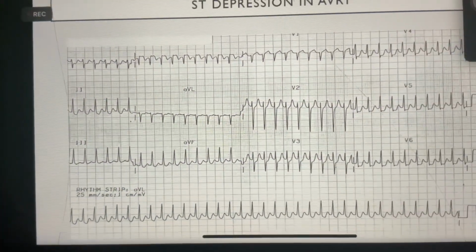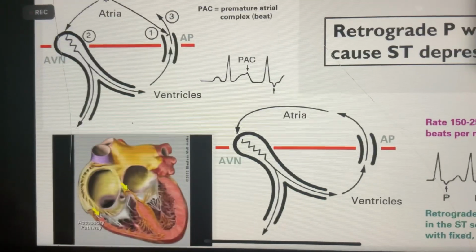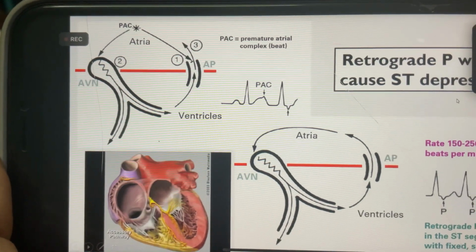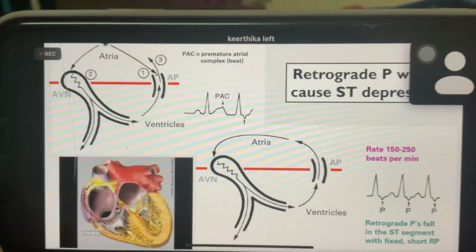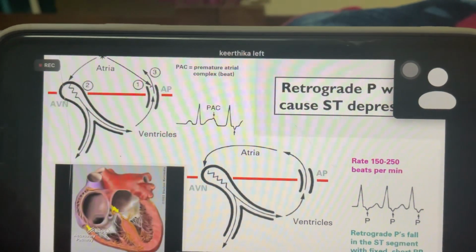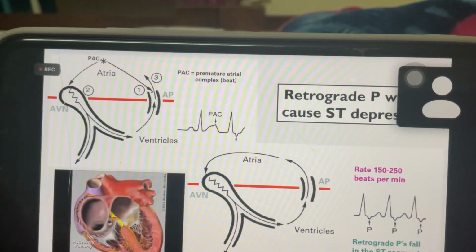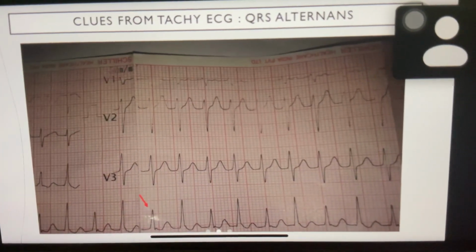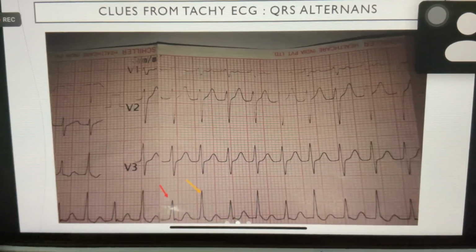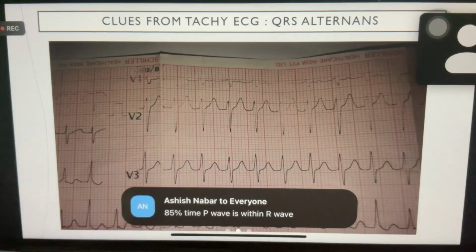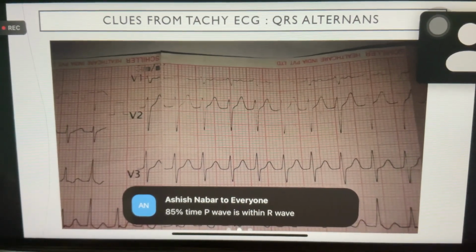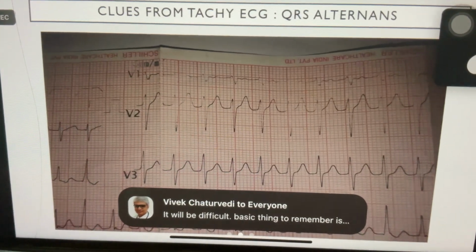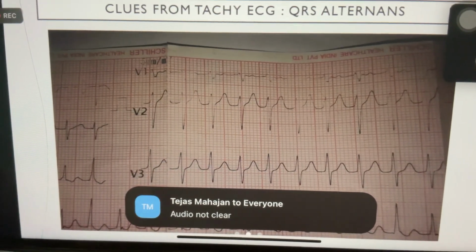Important feature, why does this happen? Because you have a P wave, it tends to cause the ST segment depression. So ST segment changes, an RP which is visible, a P wave which is visible, more than 2 small squares, all clues towards AVRT. Another clue, QRS alternans. If you have QRS alternans, again a feature that will help you focus on AVRT: pseudo S, pseudo R, ST segment changes, a retrograde P wave which you are able to appreciate at 90 ms, even sometimes QRS alternans.